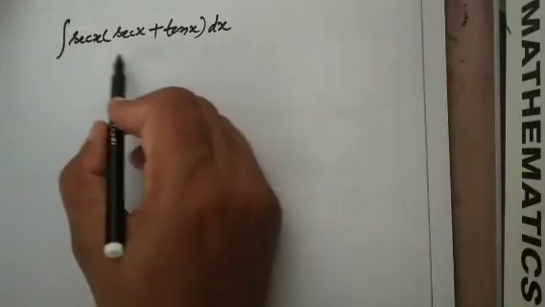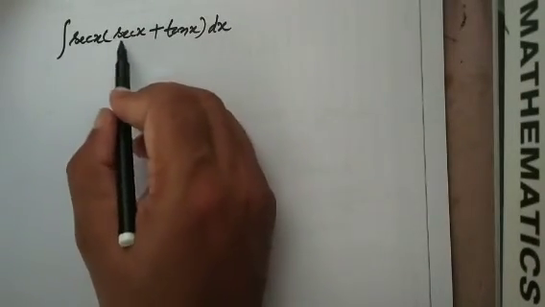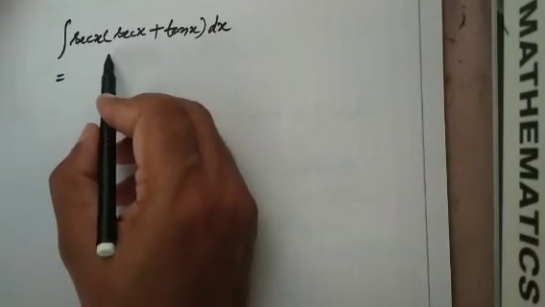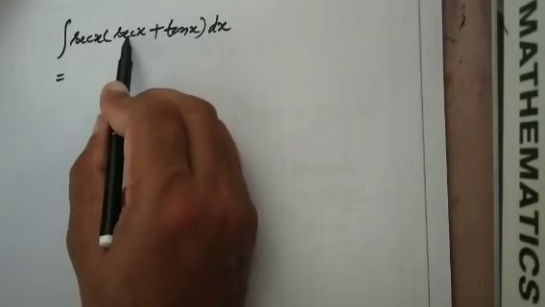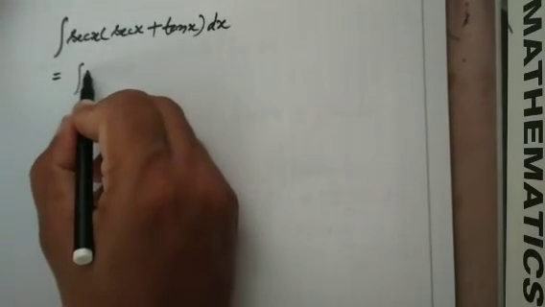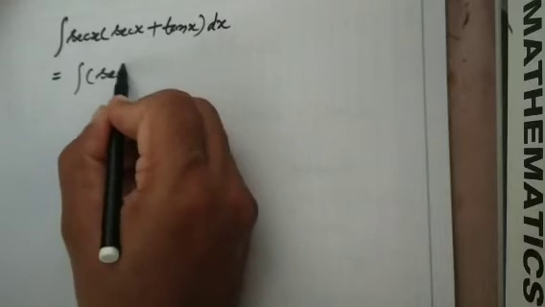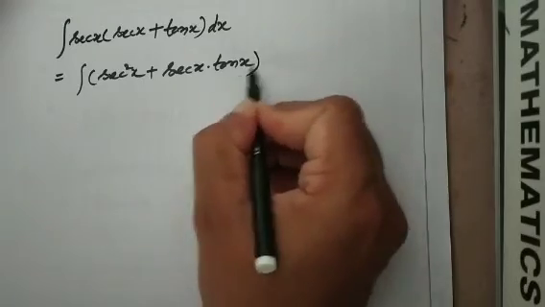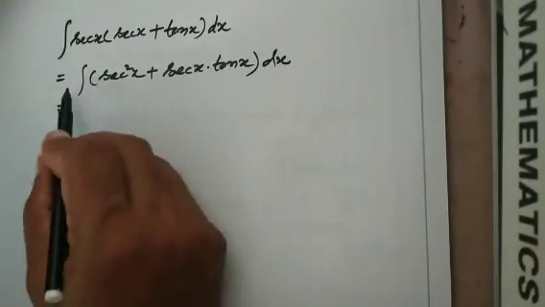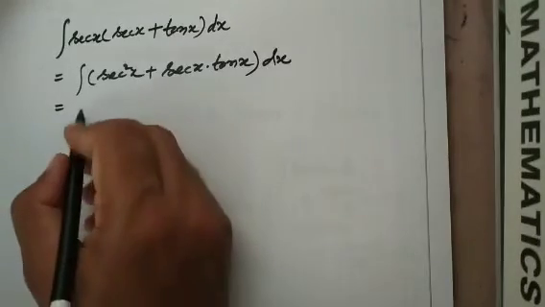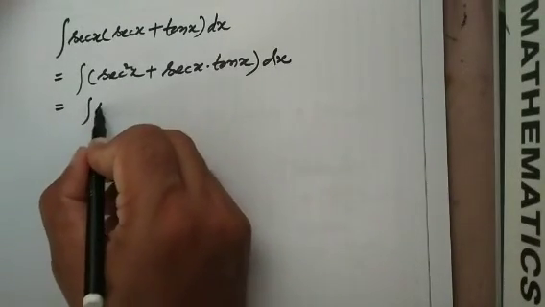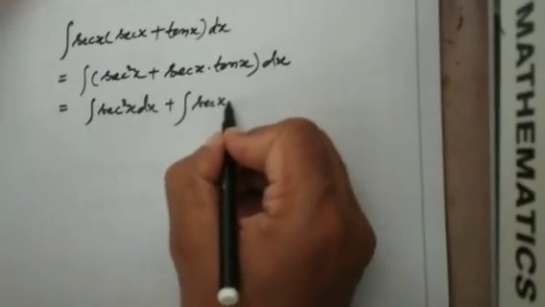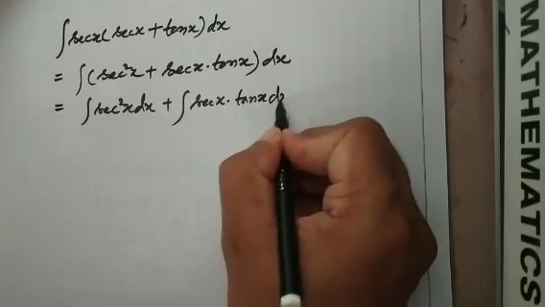Okay, let's see one last example: sec x into (sec x plus tan x) dx. If we have to find the integral of this, first we multiply sec x into this to open the bracket, and we get sec square x plus sec x tan x dx. Now by using the theorem, we distribute the integral over both parts, so it will be the integral of sec square x dx plus the integration of sec x tan x dx.